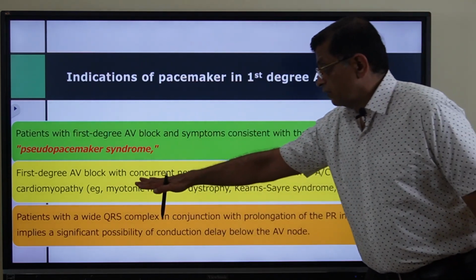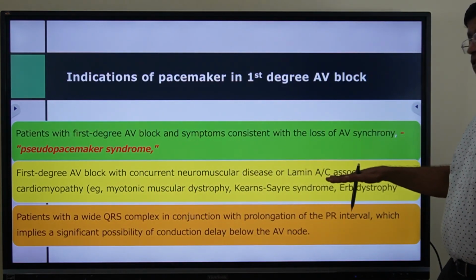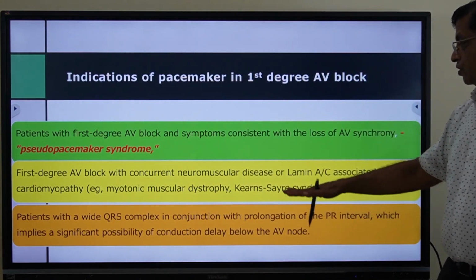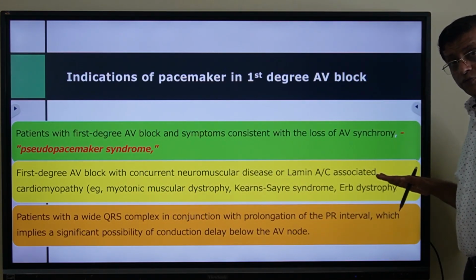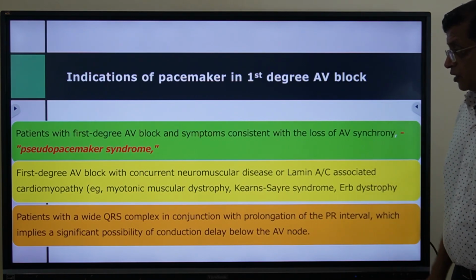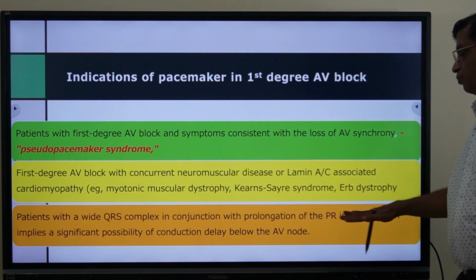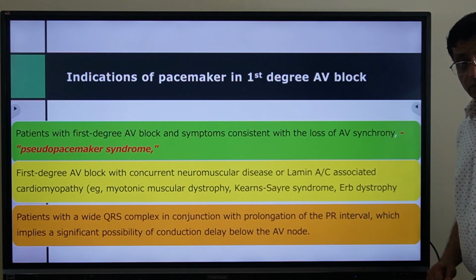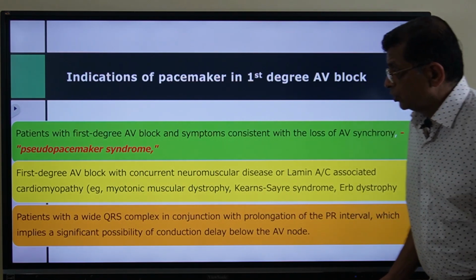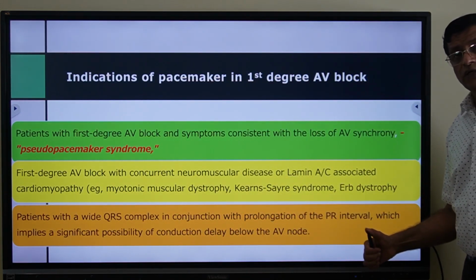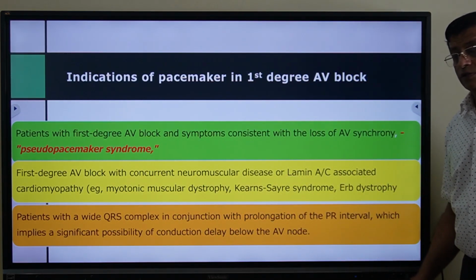When there is first degree AV block with concurrent neuromuscular diseases, rare diseases like myotonic muscular dystrophy, Kearns-Sayre syndrome or Erb's dystrophy, such patients will require a pacemaker. When a patient has a wide QRS complex in conjunction with prolongation of the PR interval, called bifascicular block, it implies a significant possibility of conduction delay below the AV node. So sometimes these patients require a pacemaker.